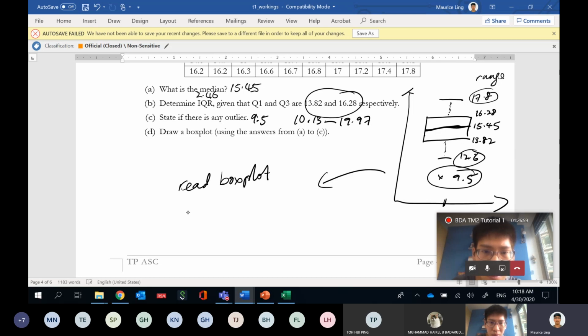When you read a box plot, because there are so many conventions, please read the figure captions. What do the whiskers mean? Is it trying to tell you the range or what? So always read the caption, okay? This is very important because you can make a lot of mistakes that way. All right.